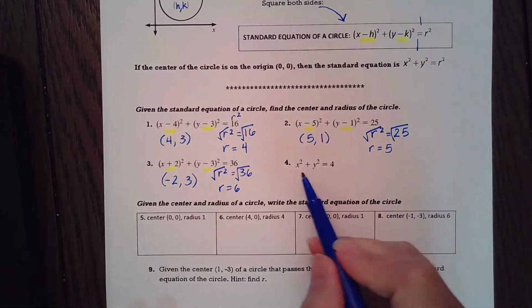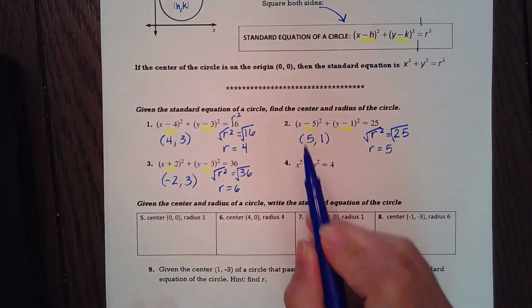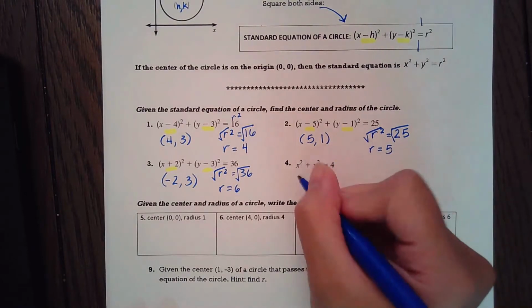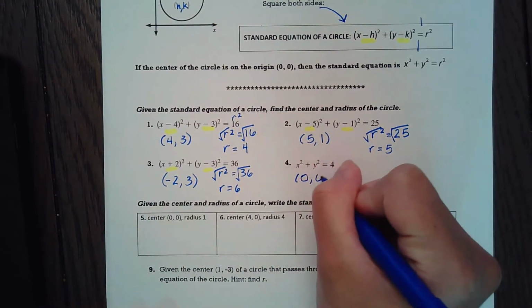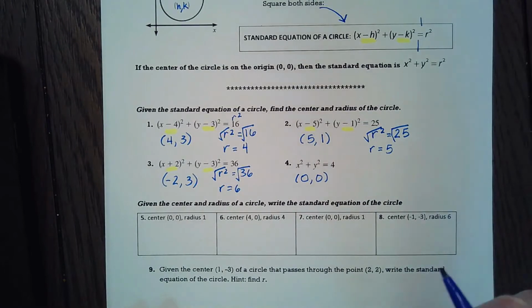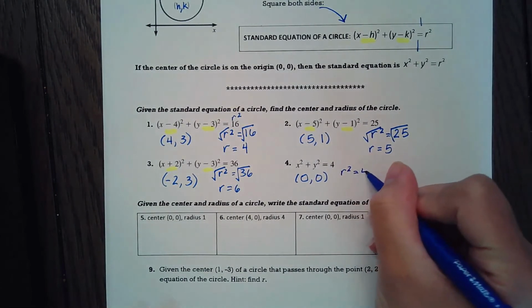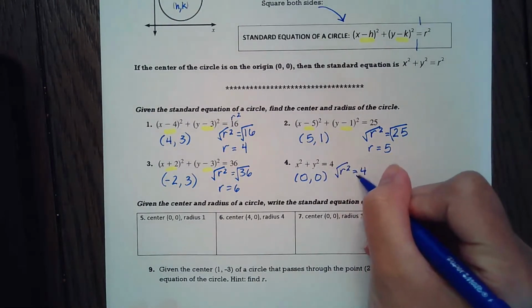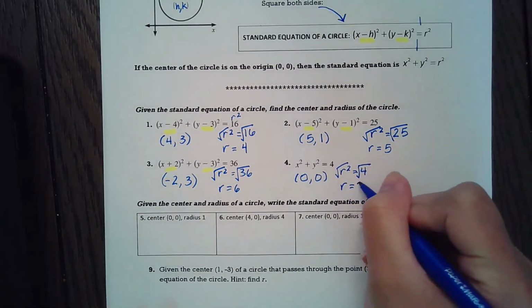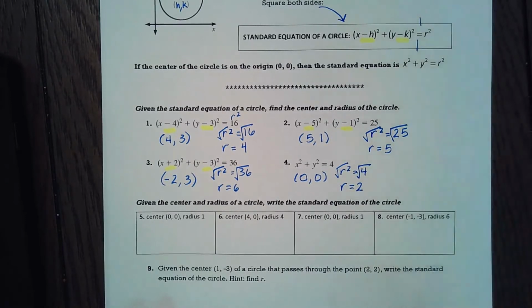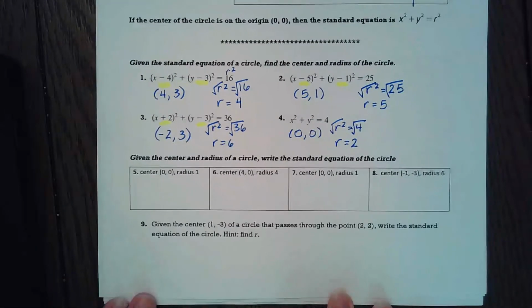Now, just like up top, anytime you see just x squared and y squared, you automatically know the center is going to be (0, 0). We're still going to do the same thing to the radius though. r squared equals 4, so you do this, and the radius is 2. Okay, good job.